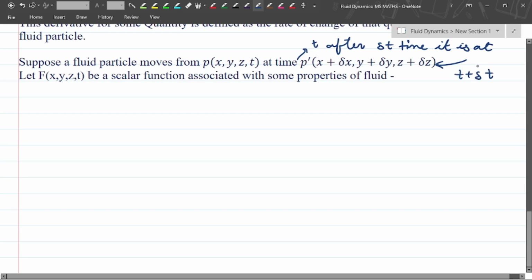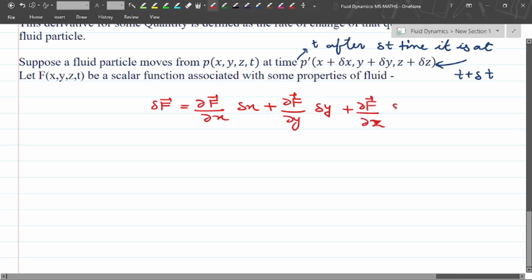Let a function phi, which is a scalar function associated with some properties of the fluid, like delta f vector, equal to dou f vector upon dou x into delta x, plus dou f vector upon dou y into delta y, plus dou f vector upon dou z into delta z, plus dou f vector upon dou t delta t.